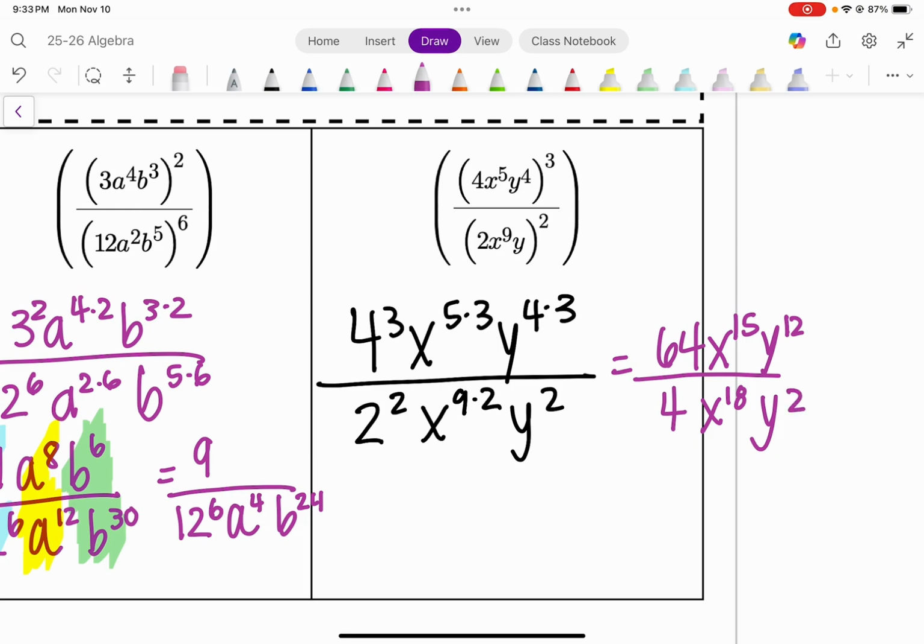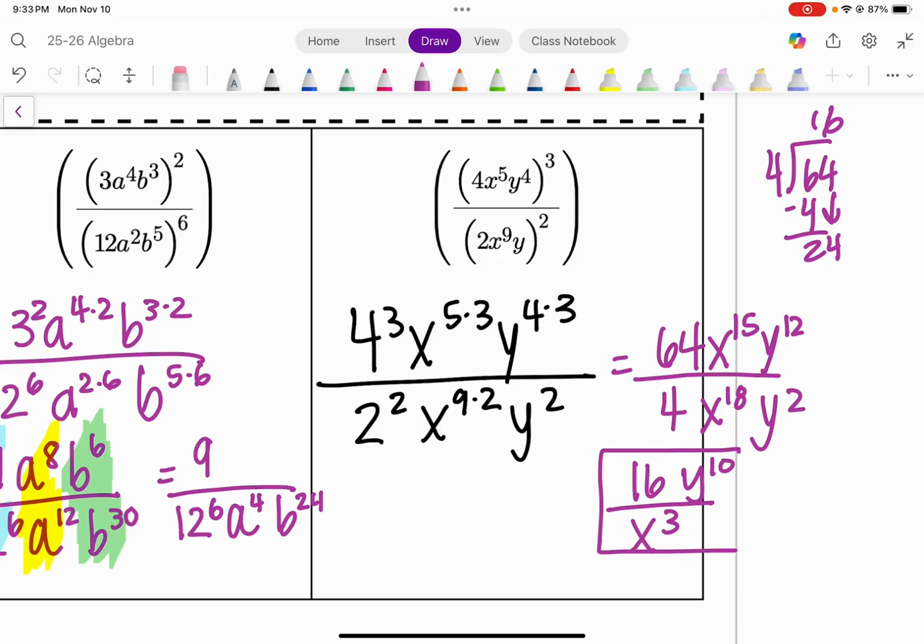So we can simplify 64 divided by 4. Let's see. How many times is 4 going into 64? 16. So 16. And then look at your x's. Decide where you have more. There's more in the denominator. So x cubed and y to the 10 left over in the denominator.